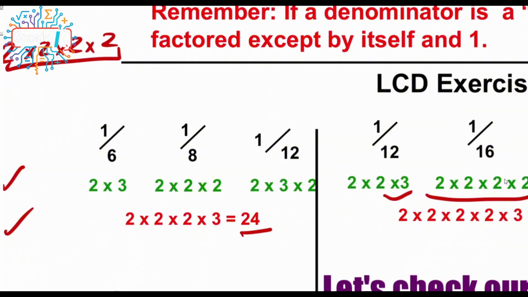What are the prime numbers? 2 and 3. How many times? What is the most repeated amount of a number? The amount of times that 2 is repeated. 2 is repeated 3 times. Keep it. What about 3? Only 1 time. Keep it. Multiply them together. You have 24.